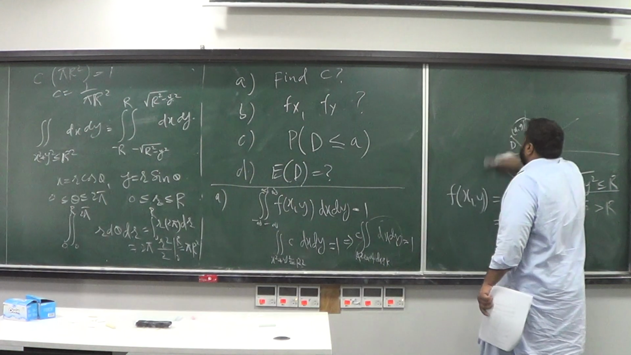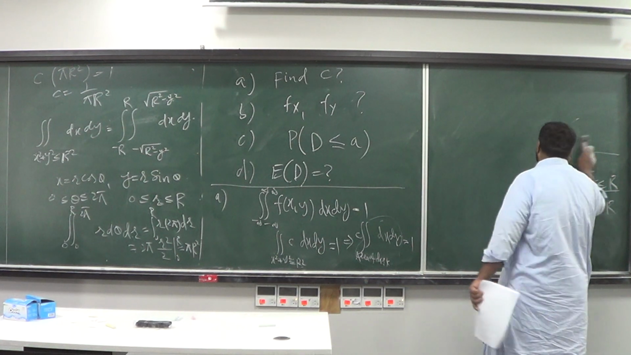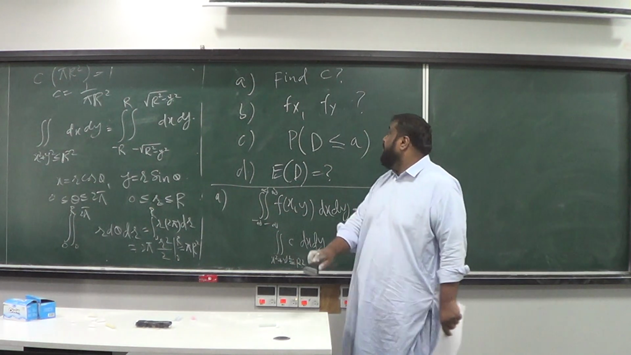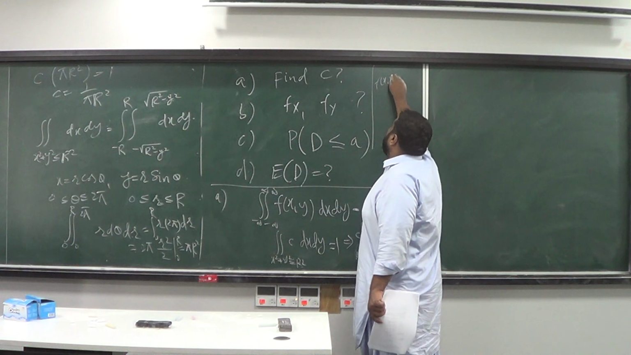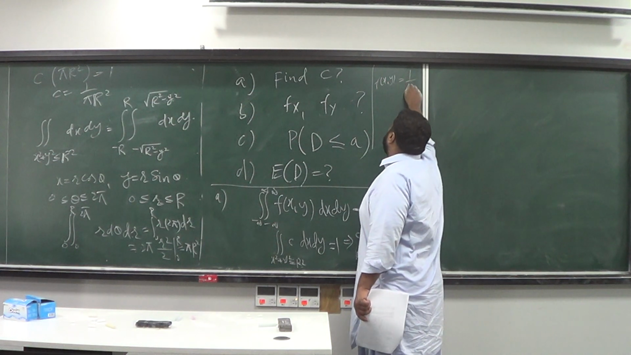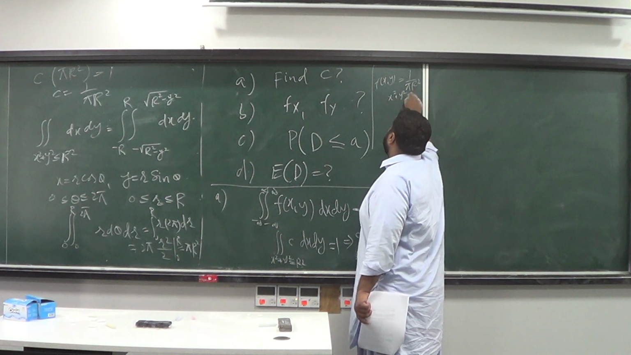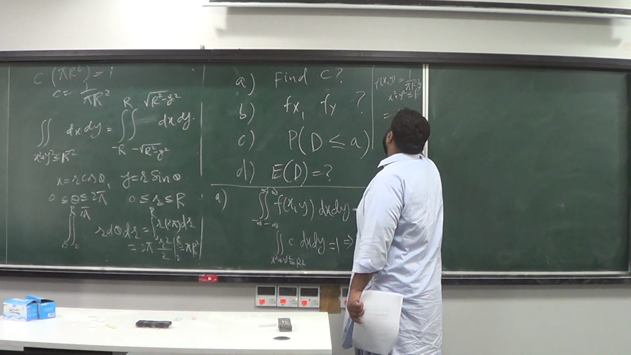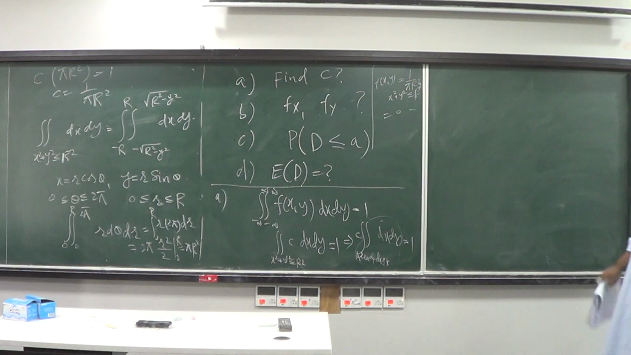So what is the PDF then? Now you can explicitly write that f of x, y is equal to 1 over pi r squared when x squared plus y squared is less than or equal to r squared, and it's equal to 0 otherwise. This is what the PDF is.